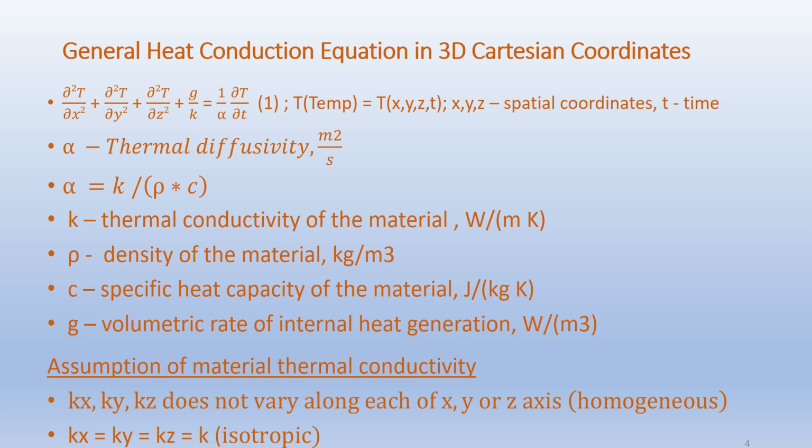Alpha equals k over rho c, where k is the thermal conductivity of the material in watts per meter Kelvin, rho is the density of the material in kilograms per meter cube, c is the specific heat capacity of the material in joules per kilogram Kelvin, and g is the volumetric rate of internal heat generation in watts per meter cube. We assume that the material thermal conductivity is homogeneous and isotropic in the medium. Accordingly, the thermal conductivity k is considered uniform in the domain.